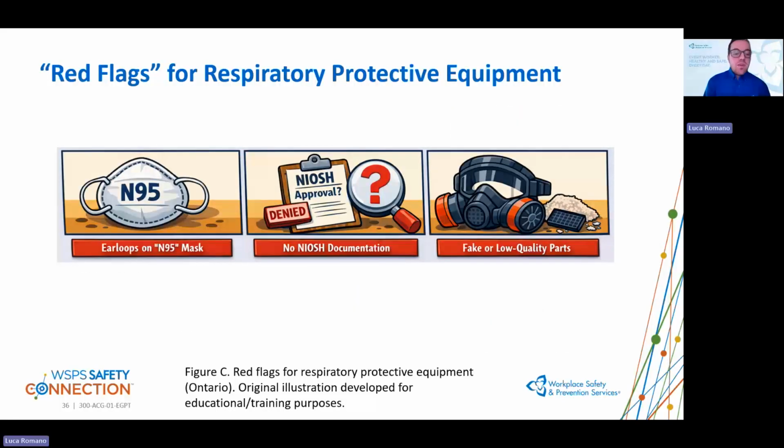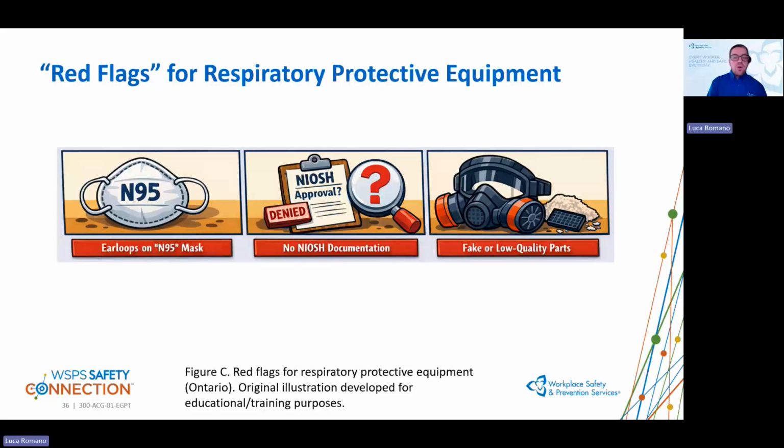So some red flags, especially with filtering facepiece respirators like N95s. To my knowledge and from my experience, I've yet to find a NIOSH approved N95 respirator that has ear loops, so sometimes that can be a leading indicator. There's no NIOSH documentation or even approval numbers associated with the respirator or a NIOSH equivalent, right? If it's a body certifying it other than NIOSH, but it meets a similar standard of rigorous testing, then that can also apply.